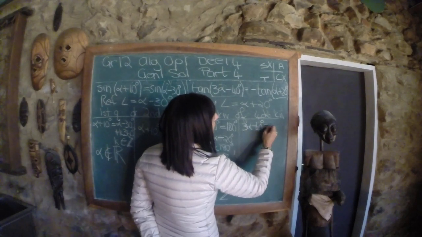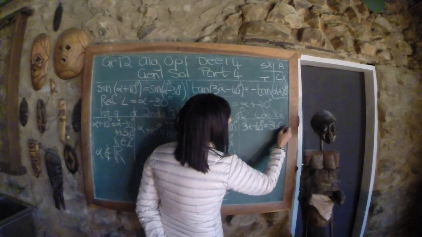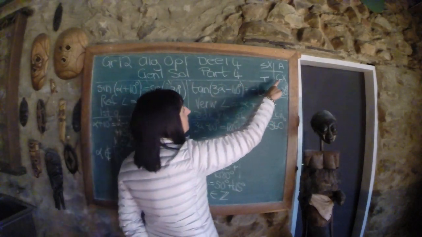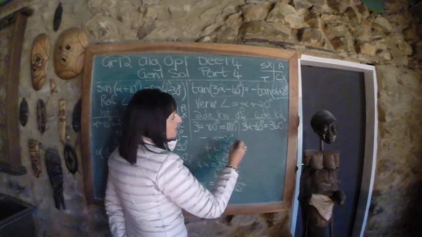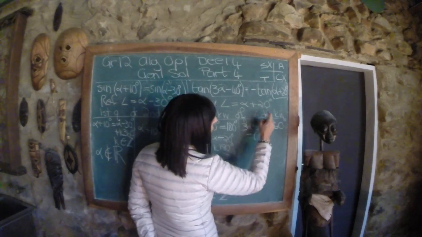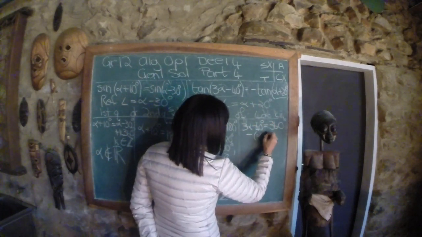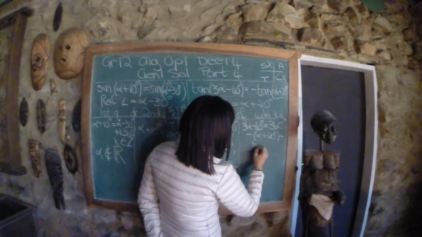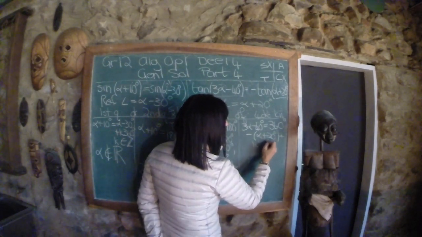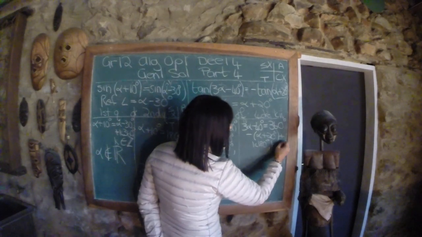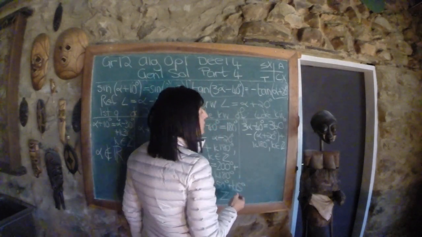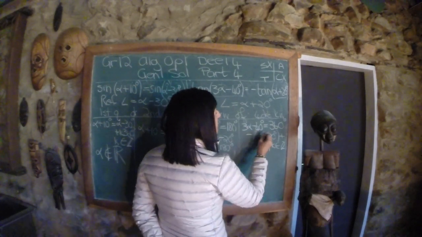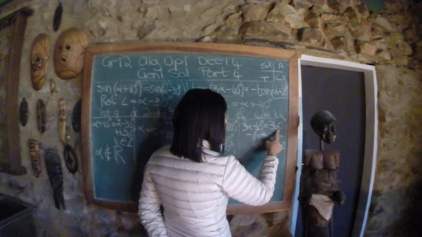En in my vierde kwadrant het ek 360 grade, 360 grade minus my verwysingshoek in brackets plus k times 180, and k is an element of z. So if we remove the brackets, that becomes a minus.